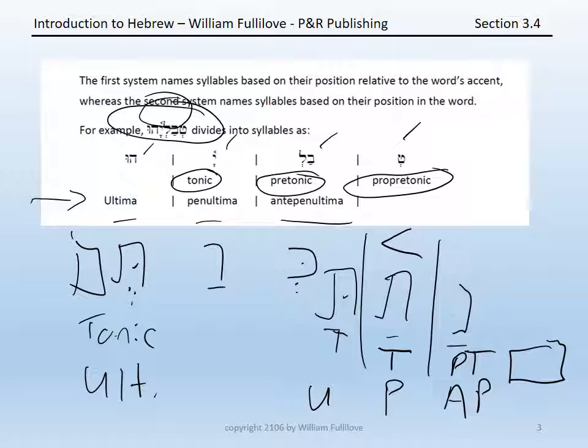Again, both of these systems are in use when people write about the Hebrew Bible's text. For that reason, then, you need to understand what each of them means.